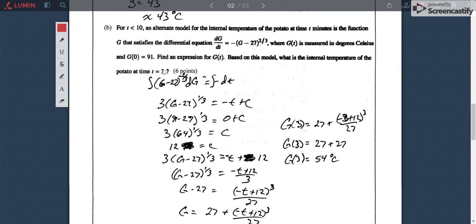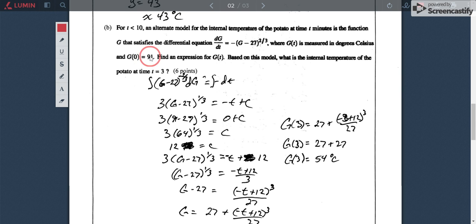And then for part B, we want to separate and integrate. So I need to move the h minus 27 to the 2/3 to the other side. Since we have an exponent other than 1, that means we want to move it to the top by making it negative. So I integrate. So negative 2/3 plus 1 gives me 1/3. Divide by 1/3, same thing as multiplying by 3. On the right side, integrating a negative, which gives me negative t plus c.